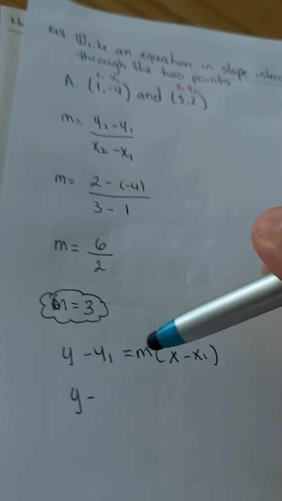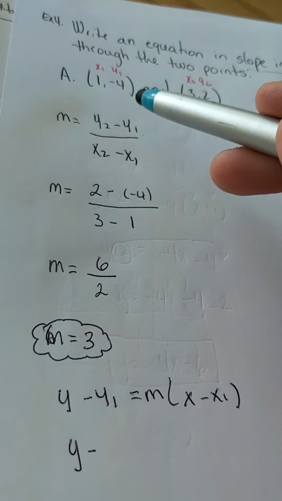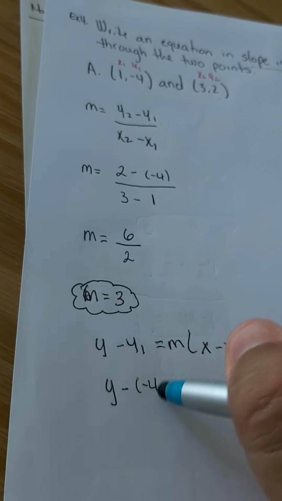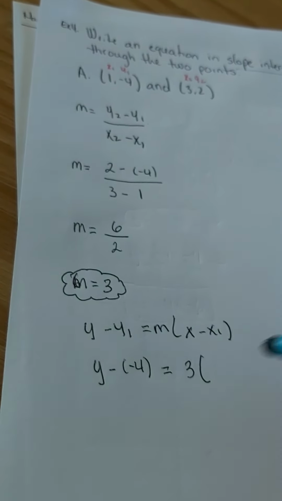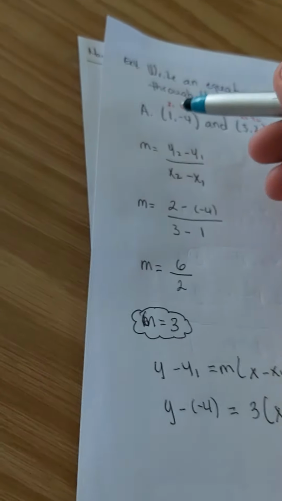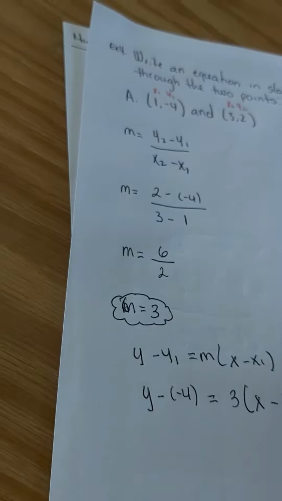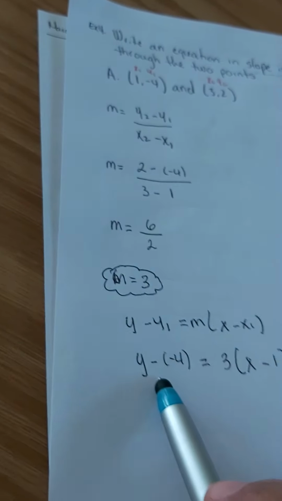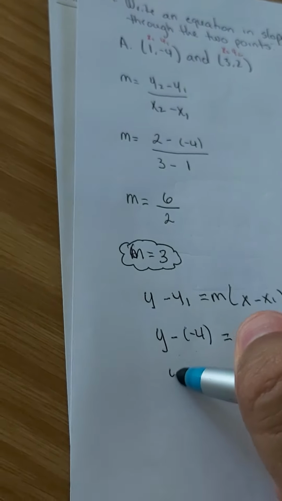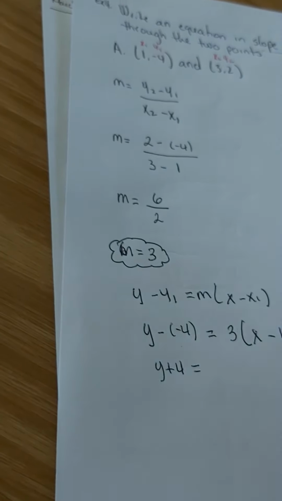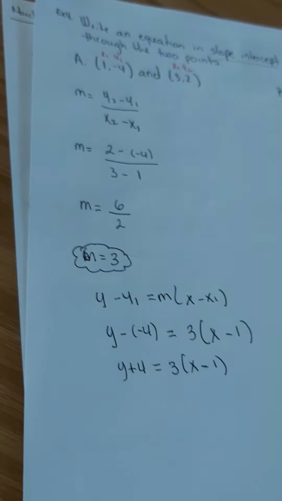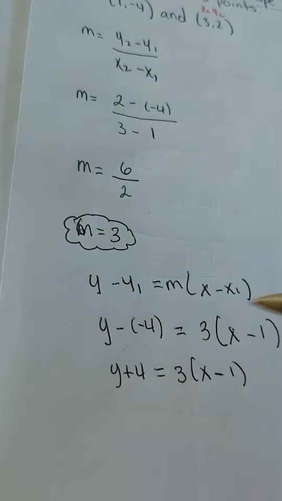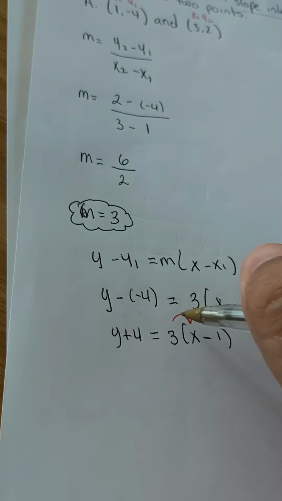Y minus y1. What was the value of y1? -4. Equals m, 3, times x minus x1, 1. Negative times negative is positive, so now we get y plus 4 equals 3 times x minus 1. Now we're going to perform distributive property.